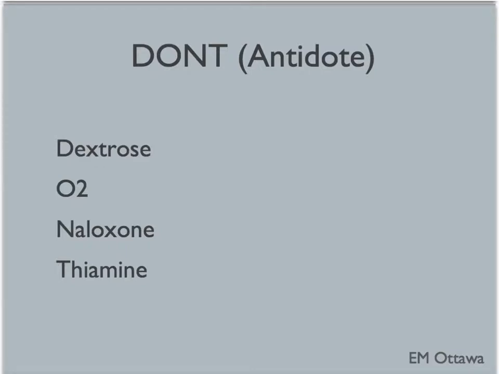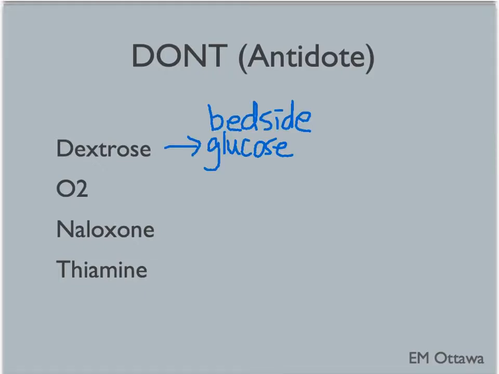Next step, D for DON'T. The DON'T mnemonic stands for these antidotes: dextrose, oxygen, naloxone, and thiamine. Since many toxins can cause hypoglycemia, every poisoned patient should get a bedside glucose test. If it is low, dextrose is given intravenously. If the patient is hypoxic, oxygen is given.